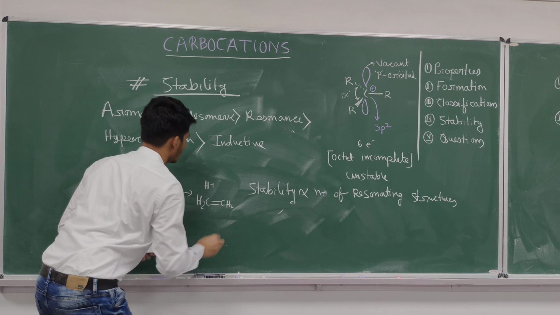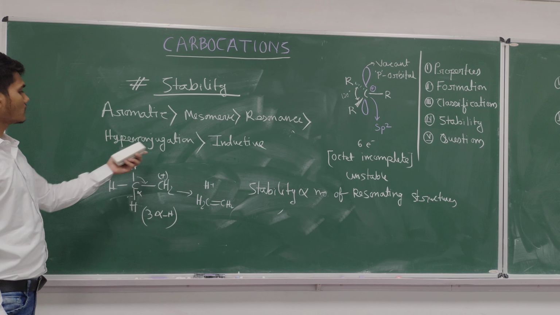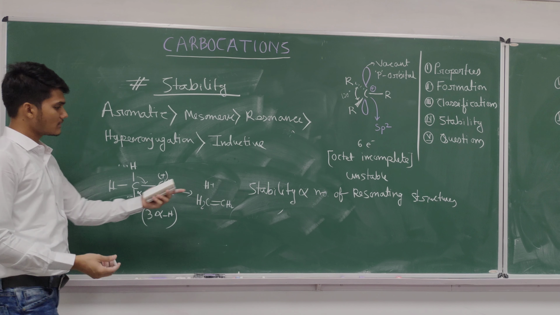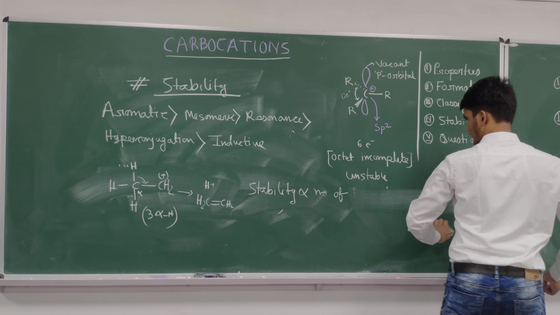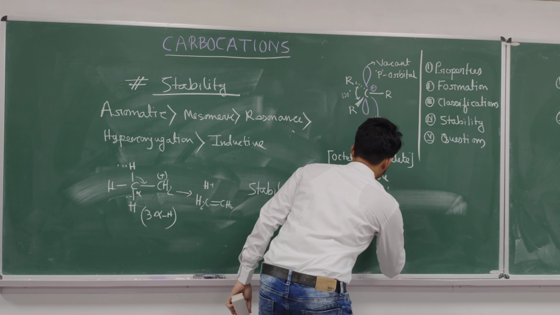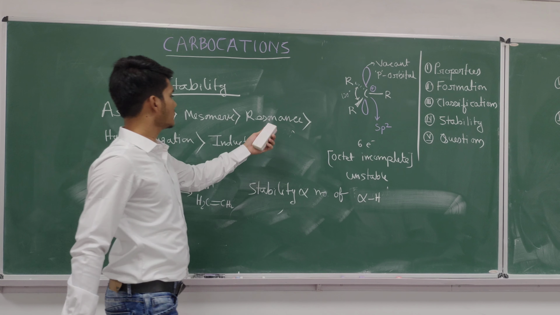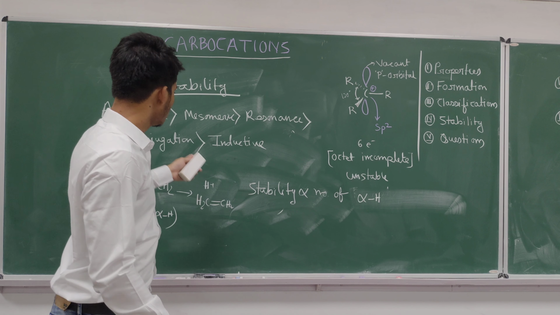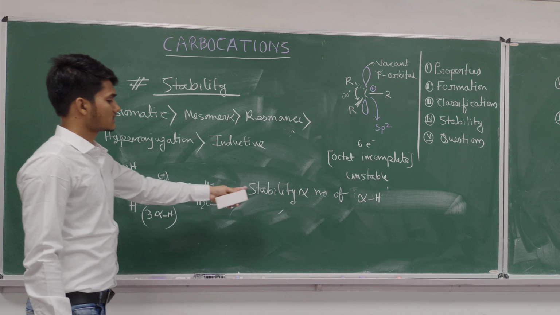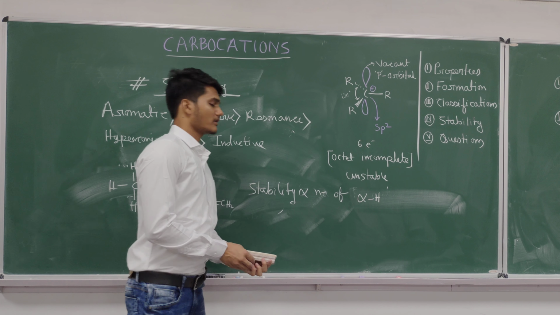So in the case of hyperconjugation also, the stability is directly proportional to the number of alpha hydrogens. As you saw earlier, in case of resonance, the stability is directly proportional to the number of resonating structures. In case of hyperconjugation also, the stability is directly proportional to the number of alpha hydrogens.